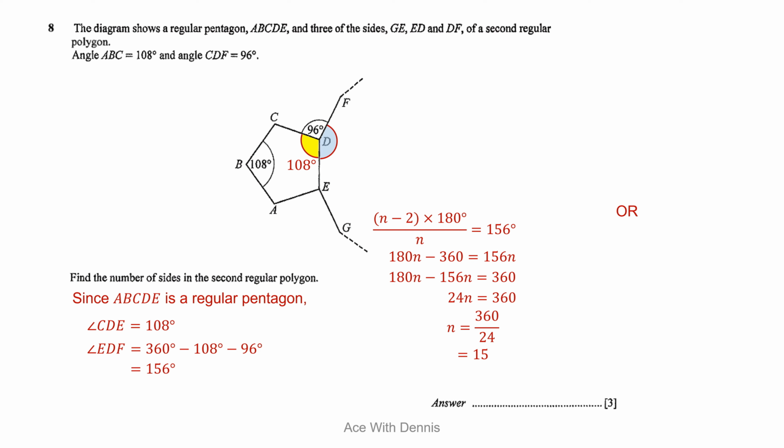Or we can use the exterior angle to find the number of sides for the regular polygon. First we find the exterior angle, which is 180 degrees minus 156 degrees, and we get 24 degrees. Then n will be 360 degrees divided by 24 degrees, which gives 15. Therefore, the answer is 15.